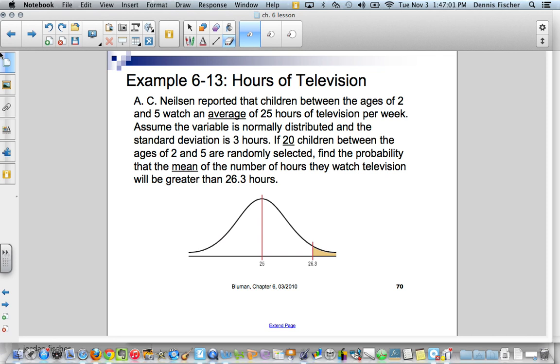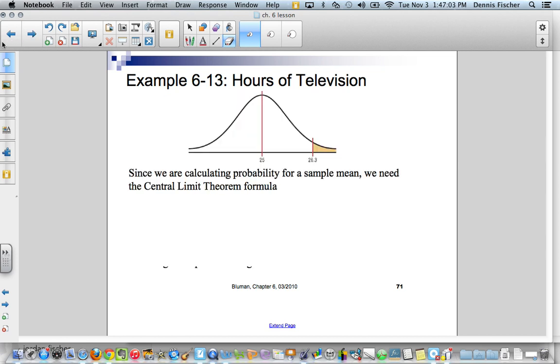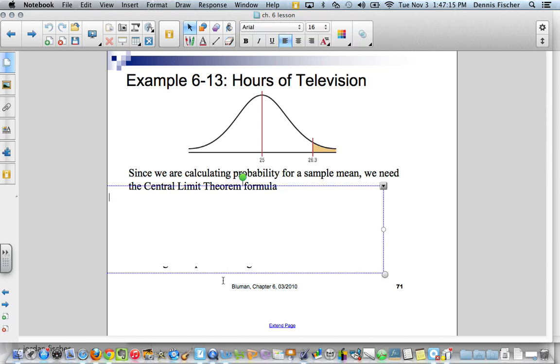That's no different. So we're going to go to our z-score value here and say, okay, since we're calculating the probability of a sample mean, we need to use the central limit theorem. These two sections now, I'll tell you right now, are going to be tricky. These are not easy sections.